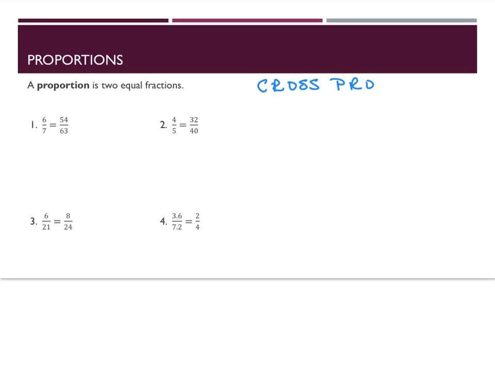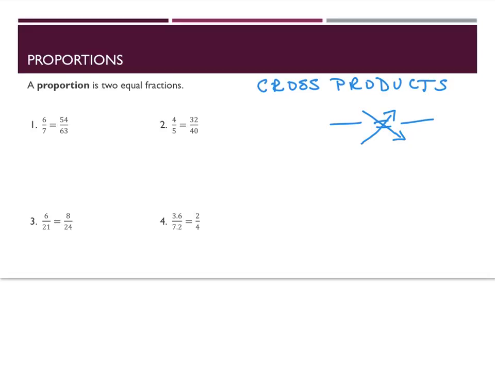Cross products means if we have two fractions, we're going to take the top of one and multiply it times the bottom of the other, the bottom of one times the top of the other. When we get those two answers, we want to know if we could put an equal sign between them. If they are equal, the original two fractions were equal. If the two cross products are different, the original fractions were not equal.